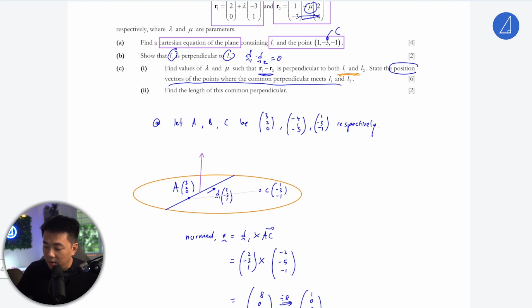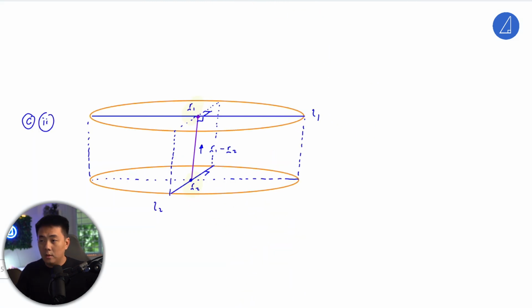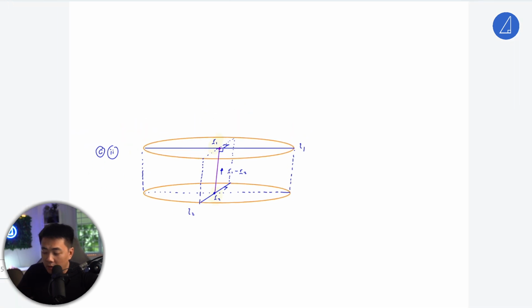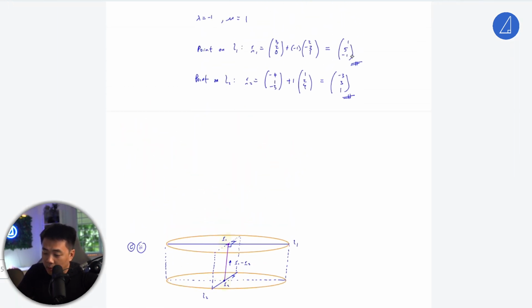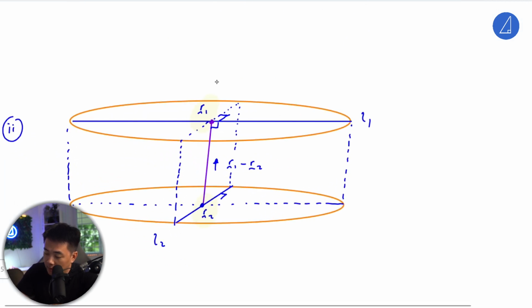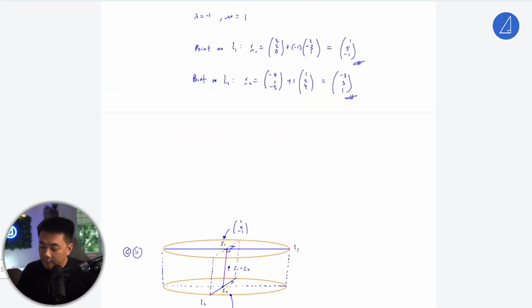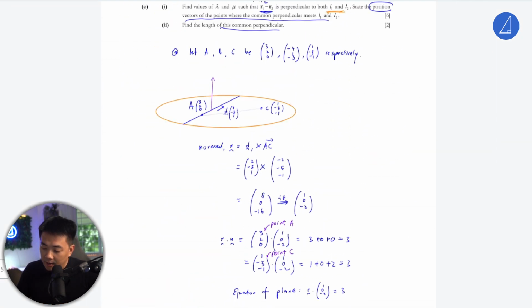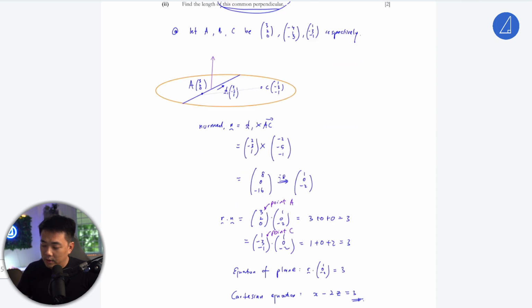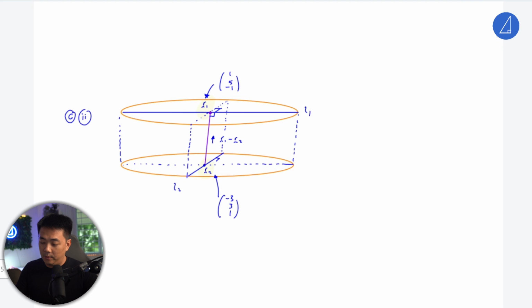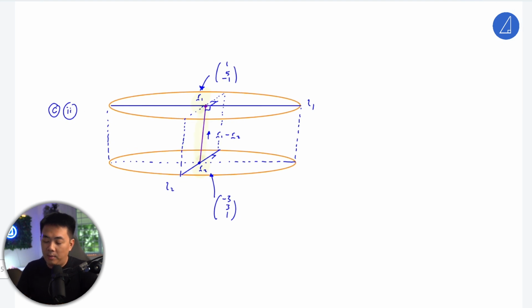Let's look at the last part. Hence, find the length of this common perpendicular. Great, let's try that. Drawing this diagram is very, very important. Now we have the point (1, 5, -1) here, and this point here is actually (-3, 3, 1). If you want to find the length of this common perpendicular, you just have to find the distance between them.